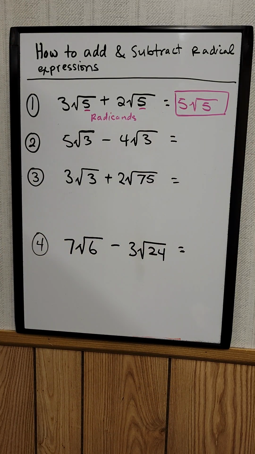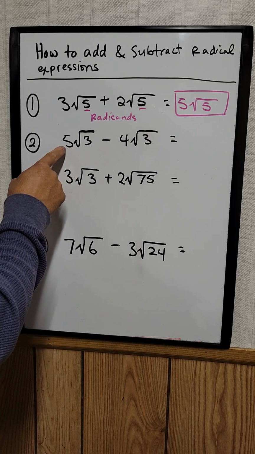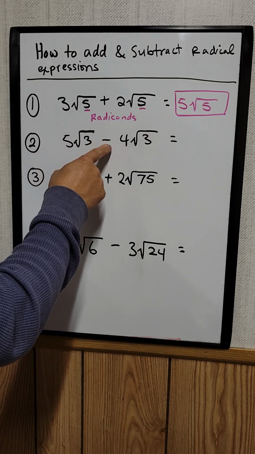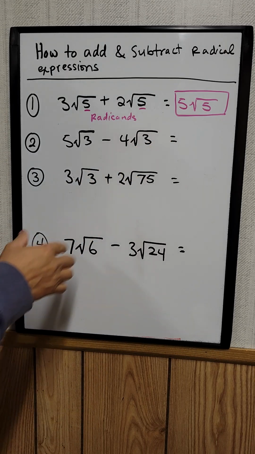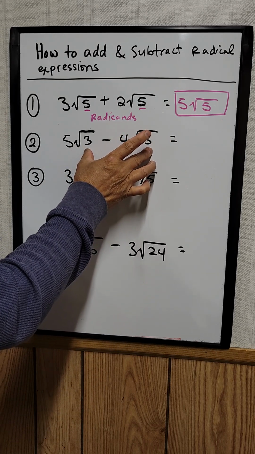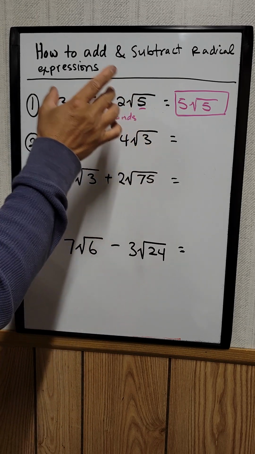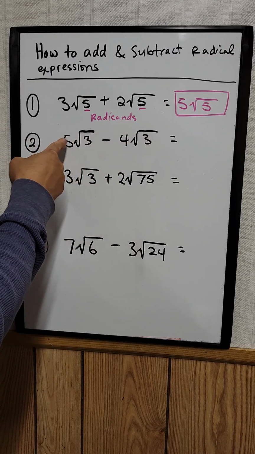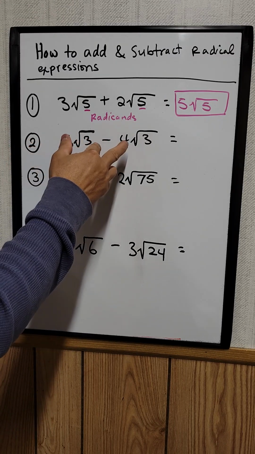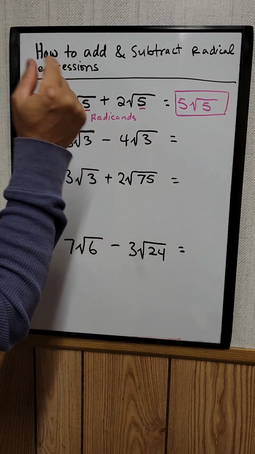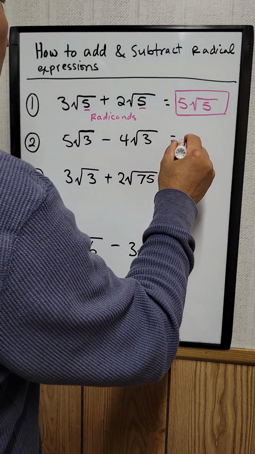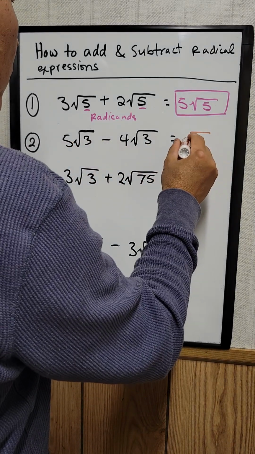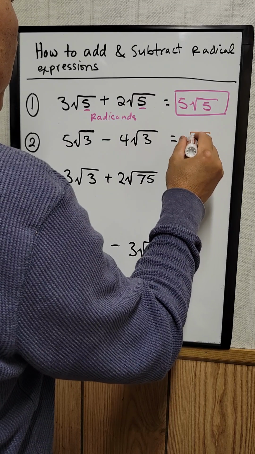How about the second one? 5 times the square root of 3 minus 4 times the square root of 3. When both radicands are the same, you can just subtract whatever is in front of the square root sign. So 5 minus 4 is equal to 1. You can just write that as the square root of 3. That's the answer.